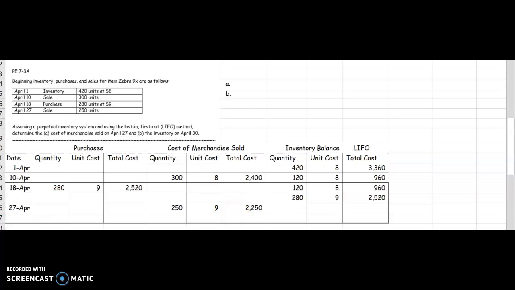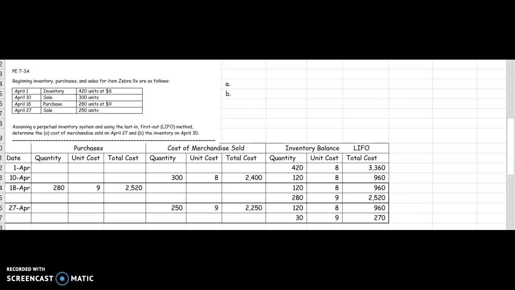Now let's get our ending inventory balance. Remember, let's keep it in order. This is what I had. So I still have the 120 at 8. Now I did have 280 at 9, but now I sold 250, so I only have 30 left at the 9, and that would be $270.